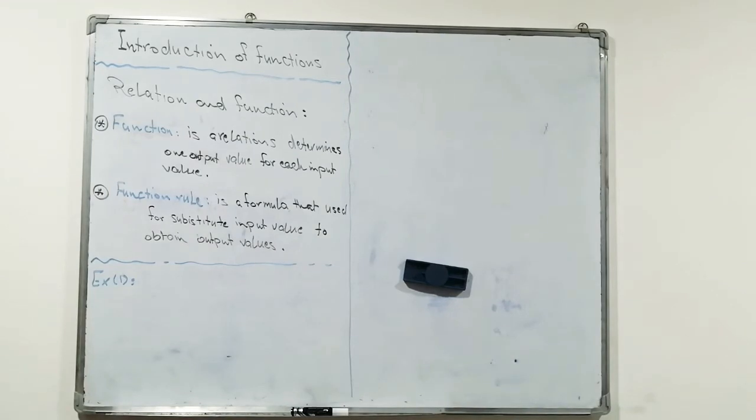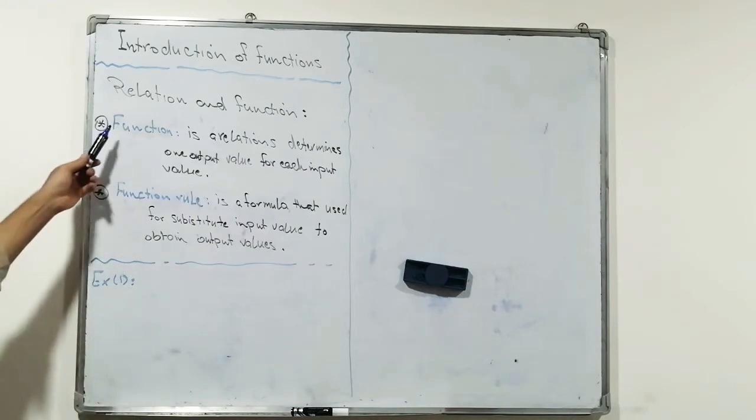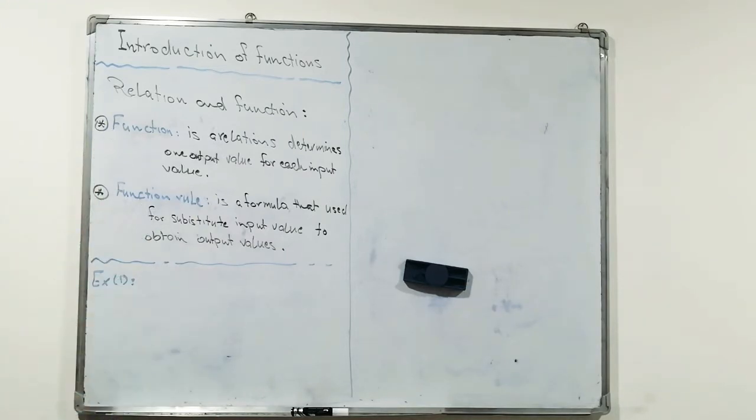My dear students, our lecture today is specialized for second intermediate students, distinguished school or bilingual school. In this lecture, we will take an introduction to functions. First, we have to know the meaning of function and function rule. The function is a relation that determines one output for each input value.